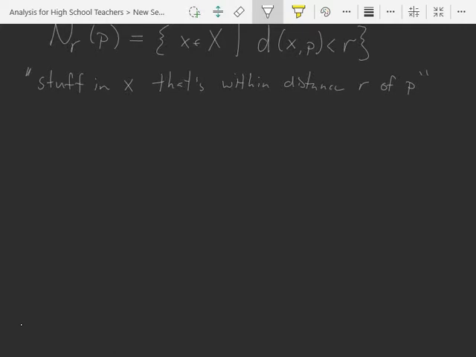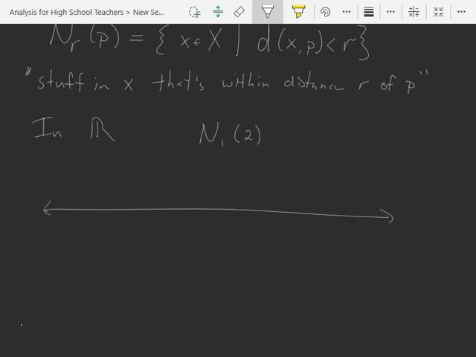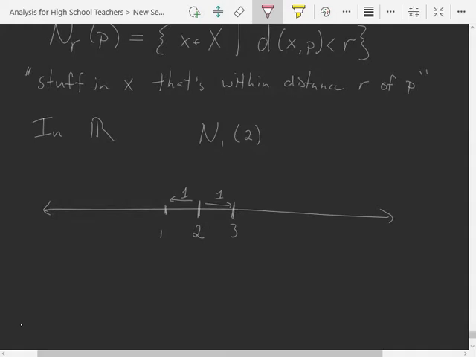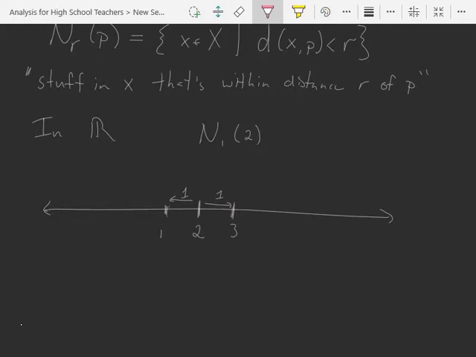Let's look at the real line. Say I have the neighborhood of radius 1 about the point 2. Here's the point 2. Anything that's within 1 of 2 means that I could go 1 that way, or I could go 1 that way. On this side I get out to 3. On this side I get to positive 1. And so our neighborhood about 2 of radius 1 is this interval from 1 to 3. Not too bad.